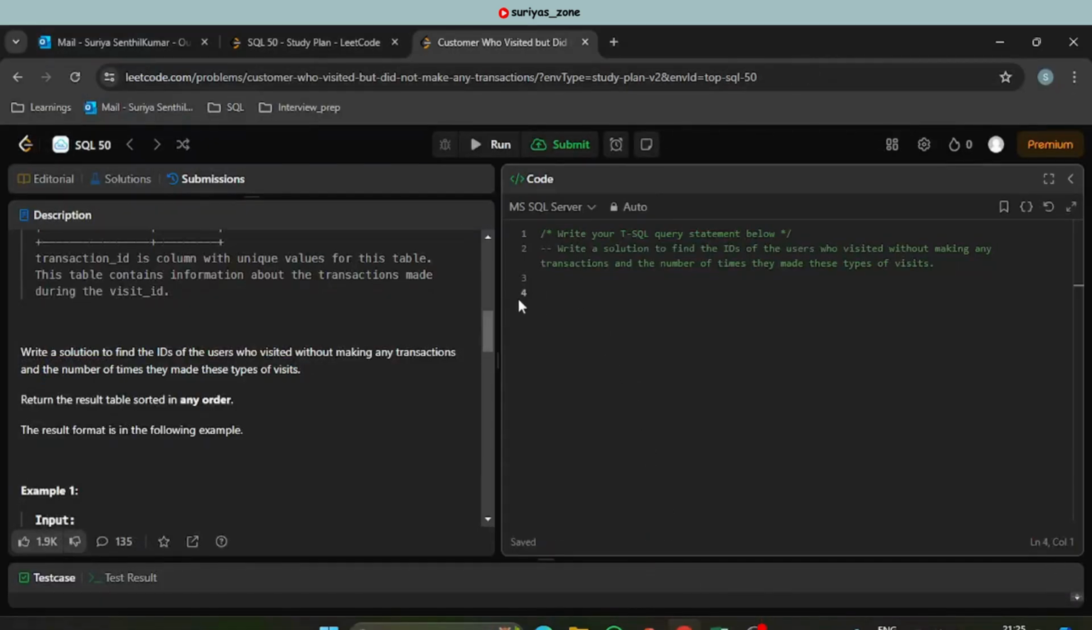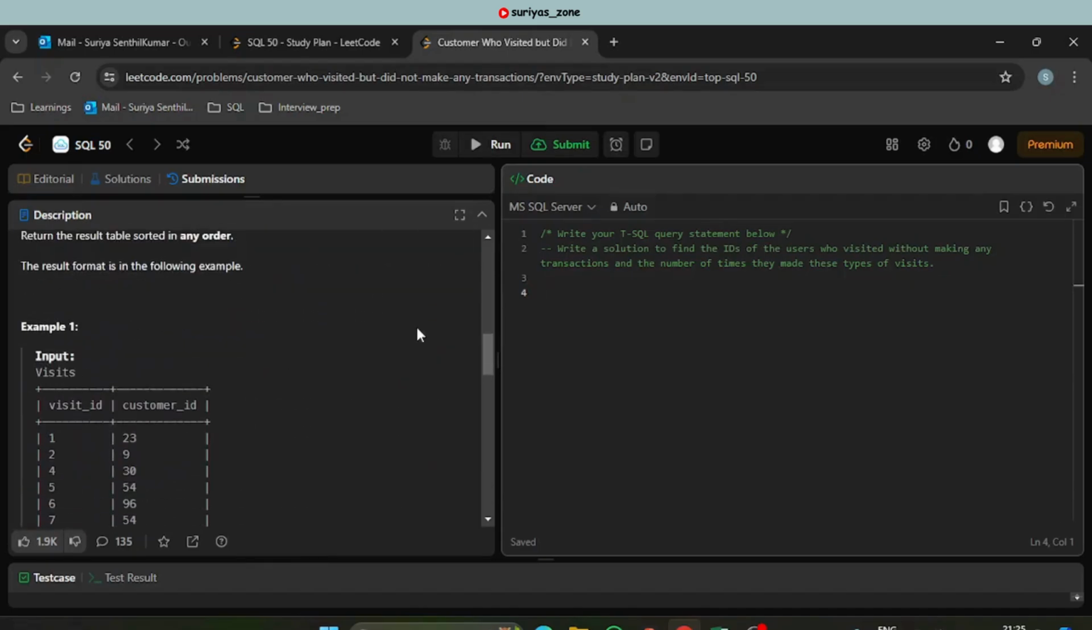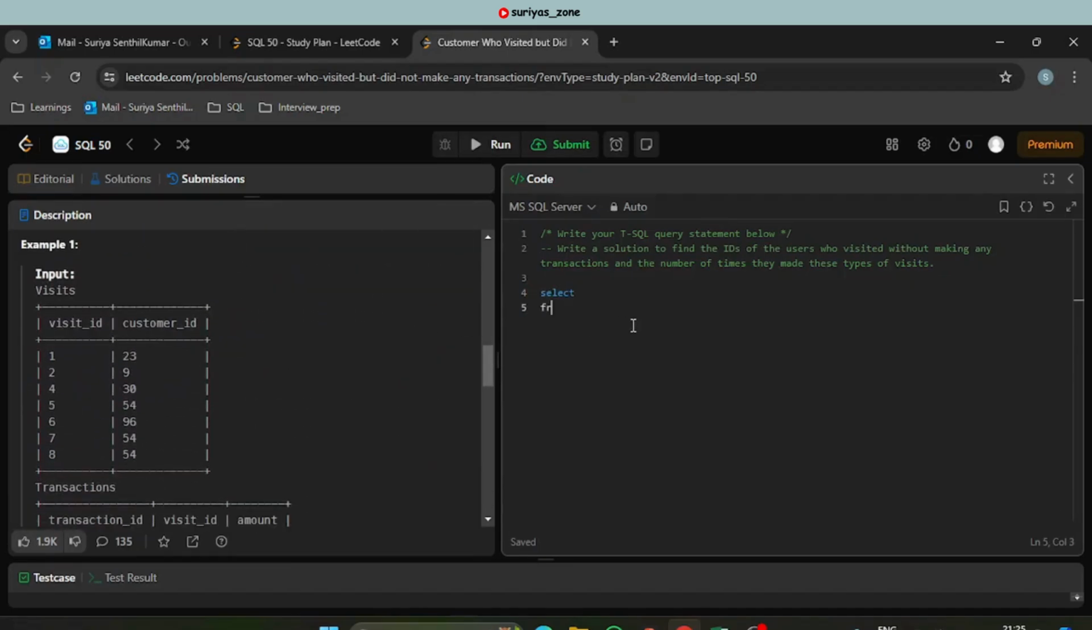So here I am considering the visits table as my base table because I need the customer ID from there, and then I am doing a left join here. I'll let you know why I am doing a left join here as well. And if you want to know how exactly the left join is working, please go and watch my previous videos of this 50-day SQL challenge. You will get it. Okay, and then we are aliasing the table names: from visits v, left join transactions t on v dot visit id equal to t dot visit id.